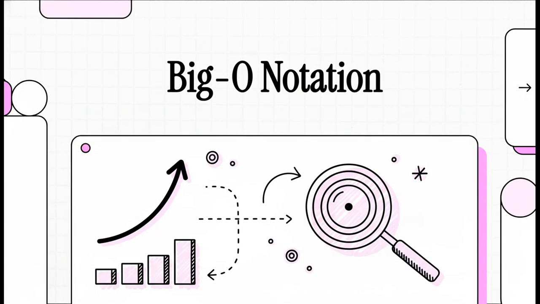All right, let's talk about something that is absolutely fundamental to writing good, efficient code. Big O notation. Trust me, understanding this is the key to making sure your apps don't just fall over when they get popular. So, let's dive right in.